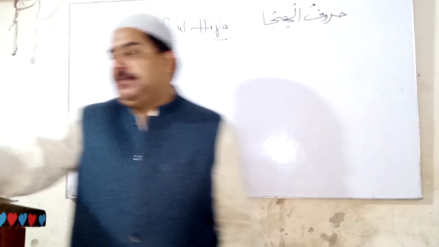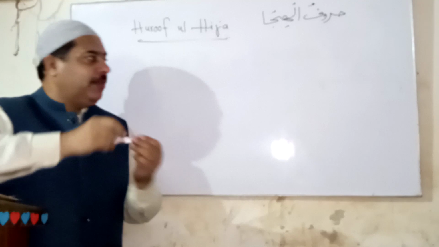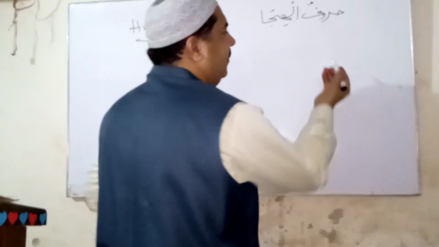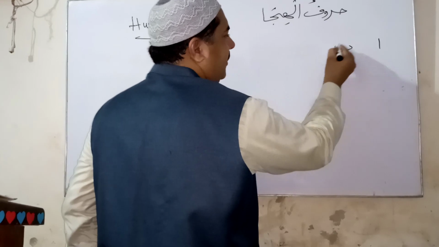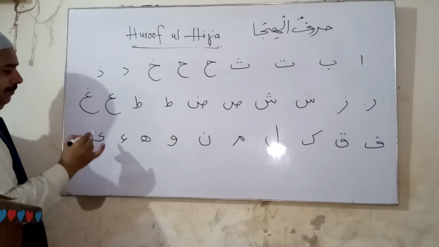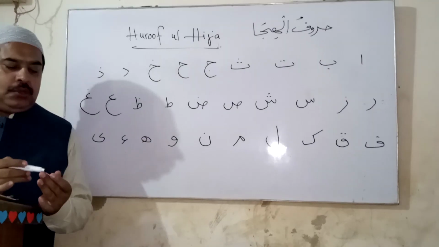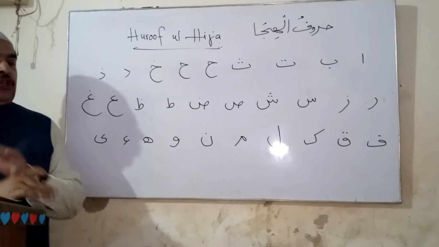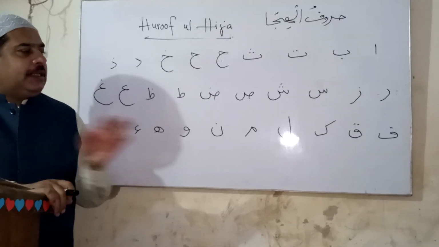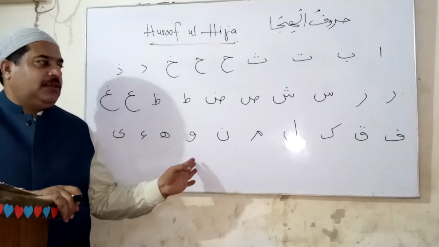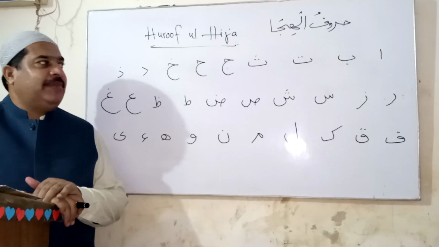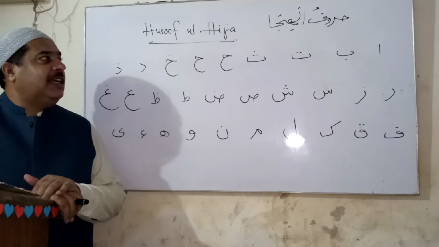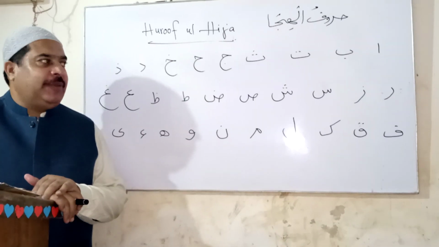So write this alphabet: Alif, Ba. So these are 29 letters of alphabet Huroof-ul-Hija in Arabic language.